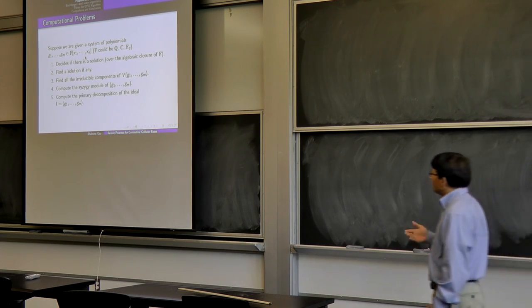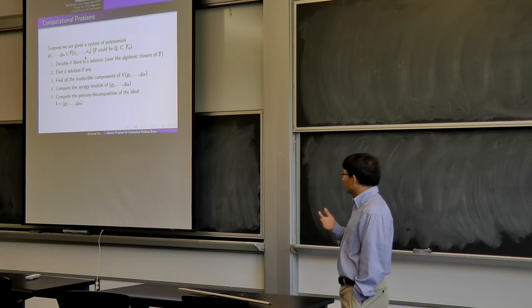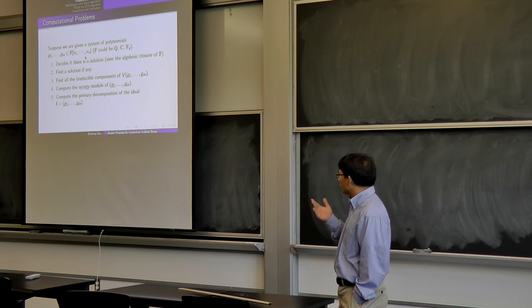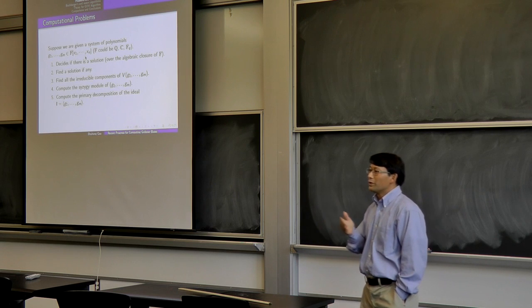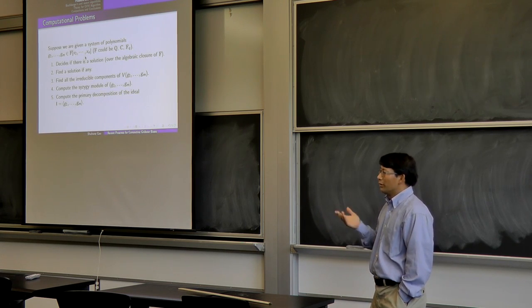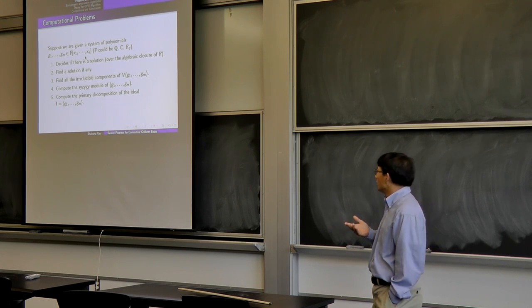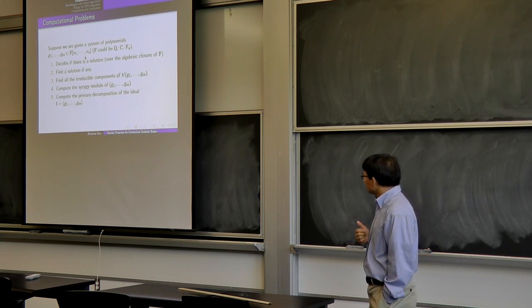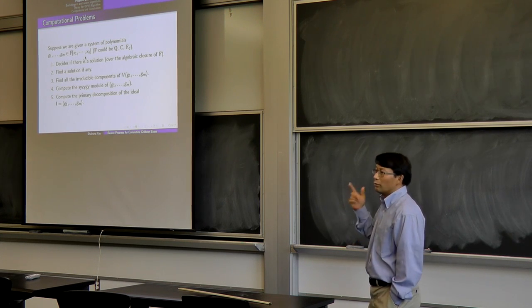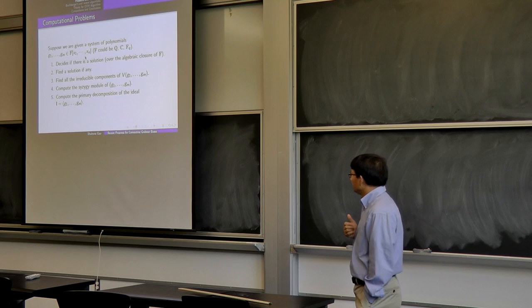Another problem in computer algebra is called syzygies, or computing a free resolution. You give a system of polynomials and try to find all the relations among them. That's called syzygies. I want to talk about that later on: how it relates to the Grobner basis of the ideal.